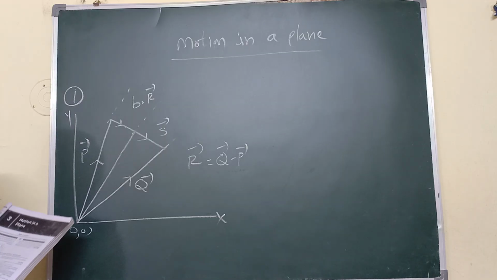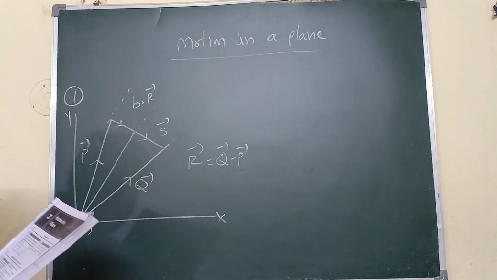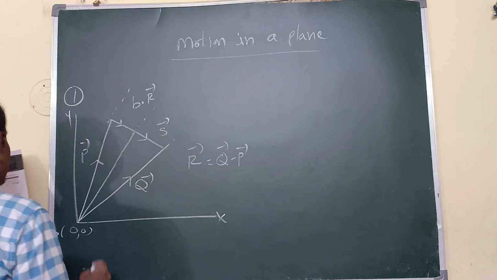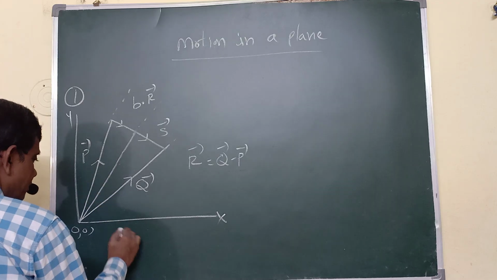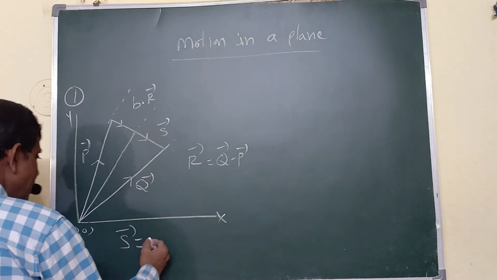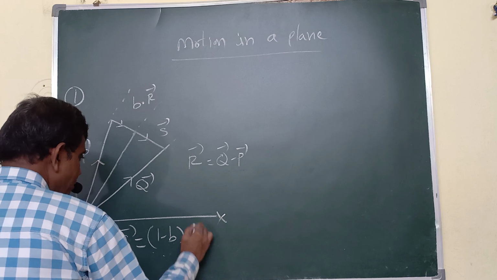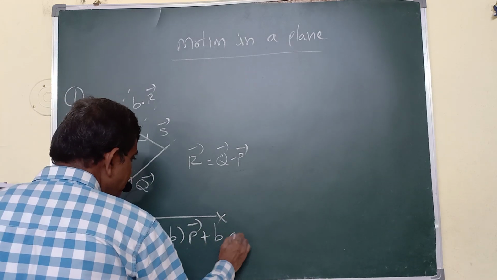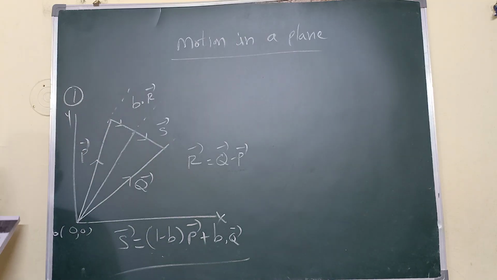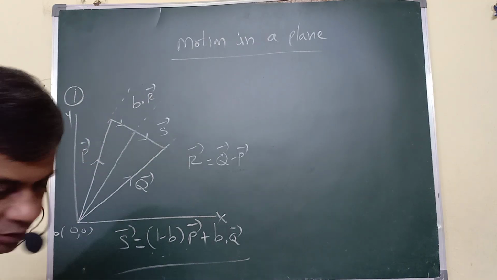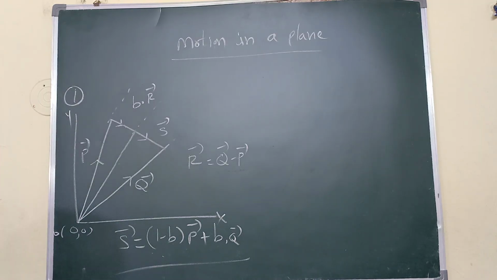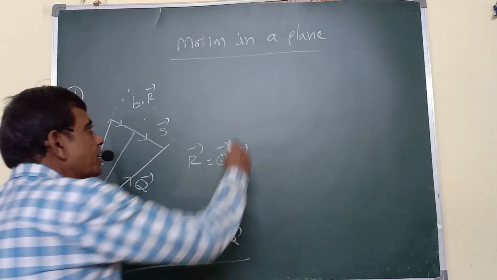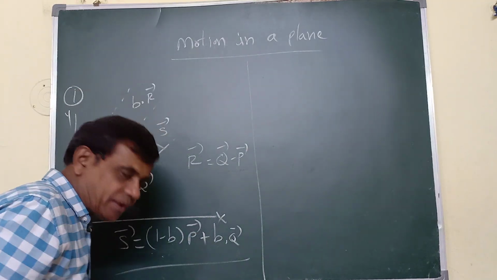So by using these conditions, we are getting one relation. So here what is the relation? That is S equals 1 minus B into P plus B into Q. This is the answer. This we are deriving now. So before going to this, you go to addition of vectors. What is the addition of vectors? That concept we are applying. Just I am explaining that.